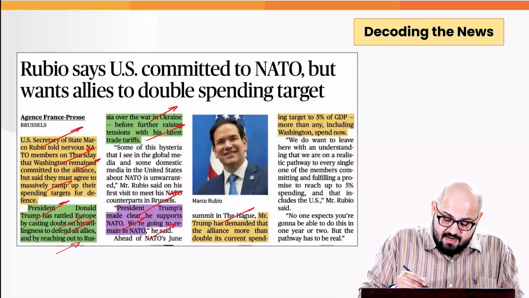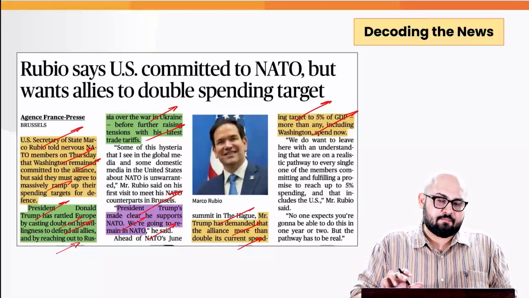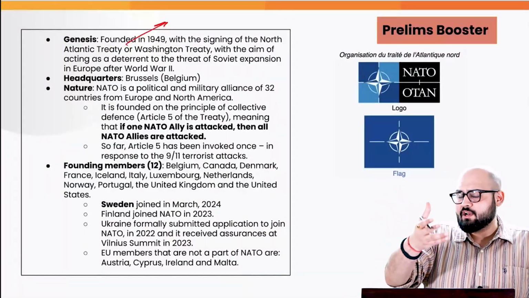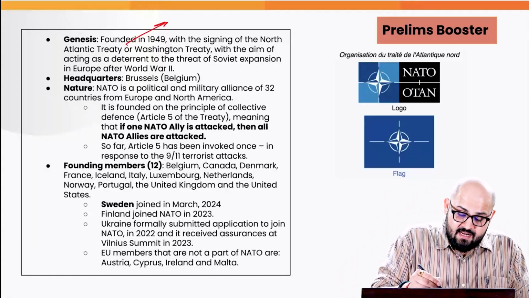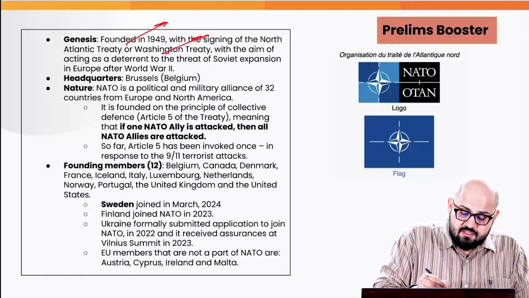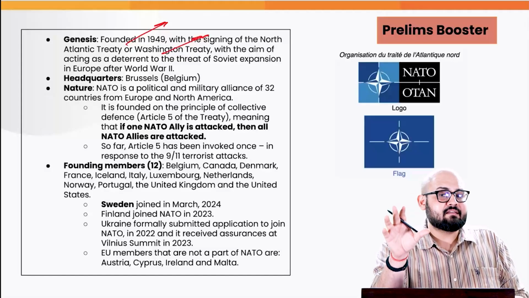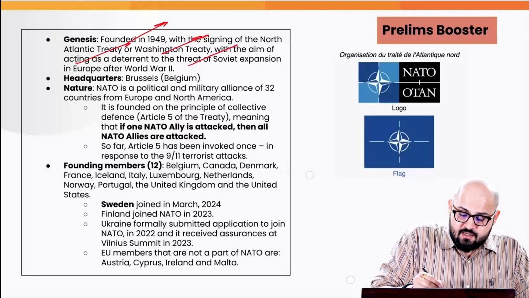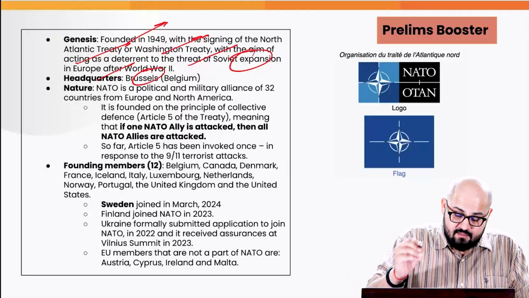Mr. Trump has demanded that the alliance more than double its current spending target to 5% of GDP, more than any member, including Washington, now spends. What is NATO? Founded in 1949, primarily to counter the expansion and aggressiveness of the USSR, with the signing of the North Atlantic Treaty or Washington Treaty. Remember, the other name is Washington Treaty, because UPSC has had this habit of exploiting these areas. The aim was to act as a deterrent to the threat of Soviet expansion in Europe after World War II. Headquarters in Brussels, that is in Belgium.